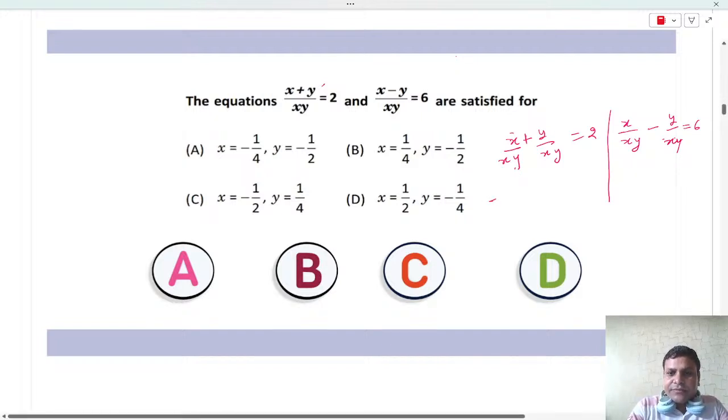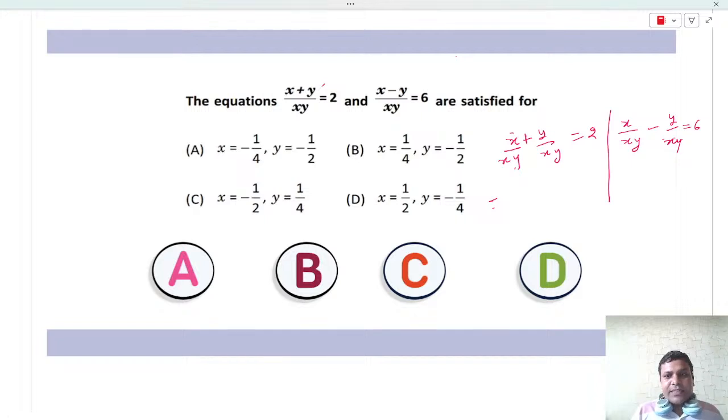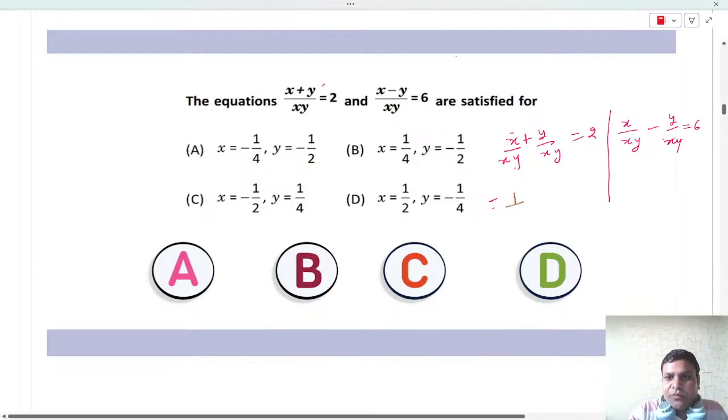So this is x upon xy, x cancels out, y upon xy, y cancels out. In the second equation, x upon xy, again x cancels out. Remaining will be only 1 upon y, and y cancels out. This is 1 upon x here. Okay. So the ultimate equations you have to solve are 1 upon y plus 1 upon x is equal to 2, and the second one is 1 upon y minus 1 upon x is equal to 6 here.